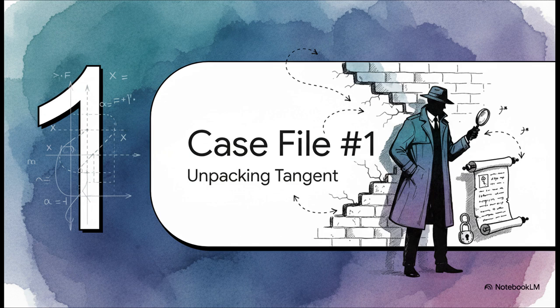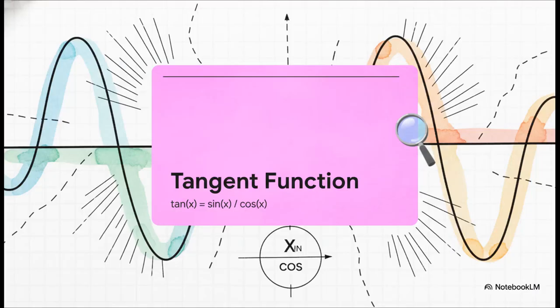So, let's crack open our first case file, the tangent function. We've got to understand its secret identity before we can find its weaknesses, its walls. And there it is. The big secret isn't so secret after all. Tangent is really just a fraction. Sine of x divided by cosine of x. This little ratio right here, it's the key to solving this whole mystery.